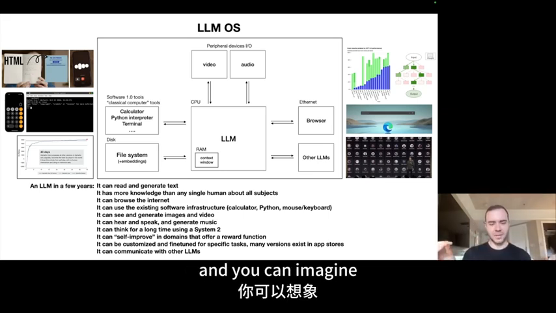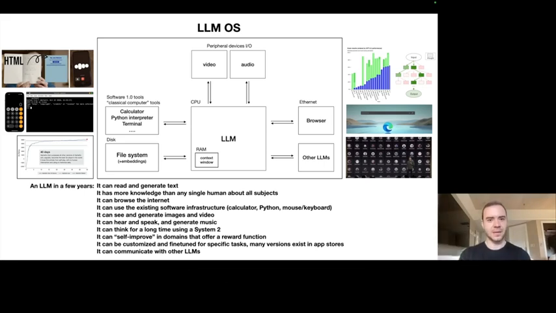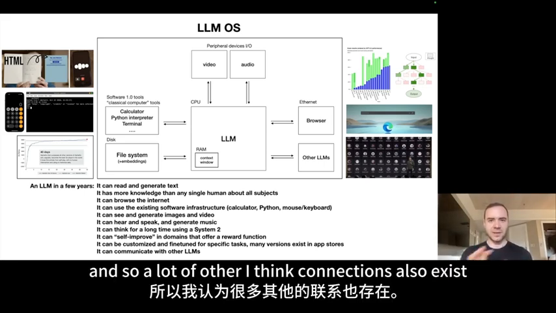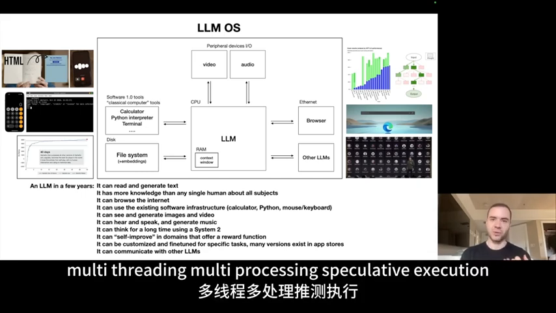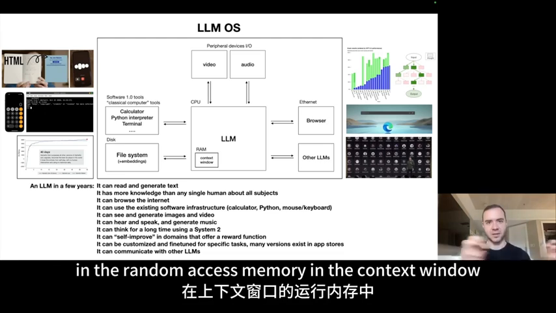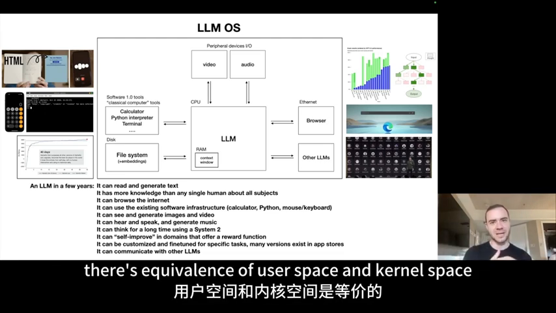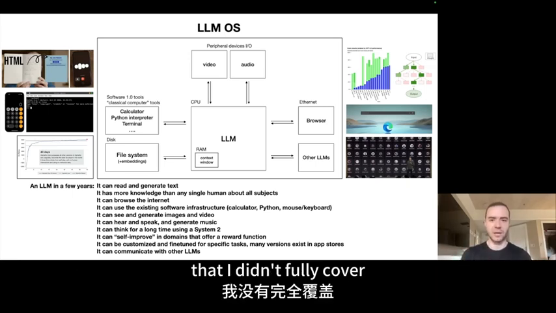And you can imagine the kernel process, this LLM, trying to page relevant information in and out of its context window to perform your task. And so a lot of other, I think, connections also exist. I think there's equivalence of multi-threading, multiprocessing, speculative execution. There's equivalence of, in the random access memory in the context window, there's equivalence of user space and kernel space, and a lot of other equivalents to today's operating systems that I didn't fully cover.